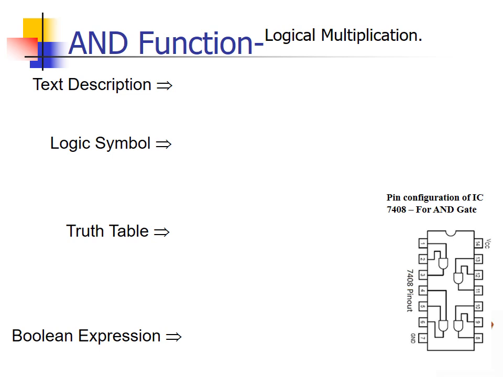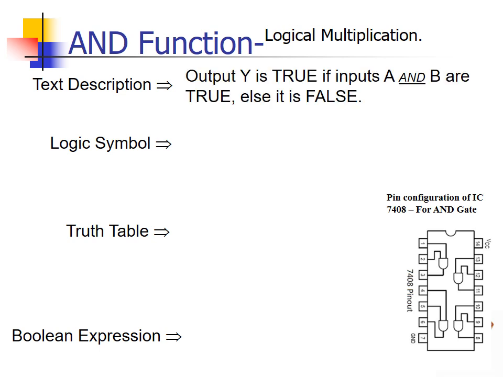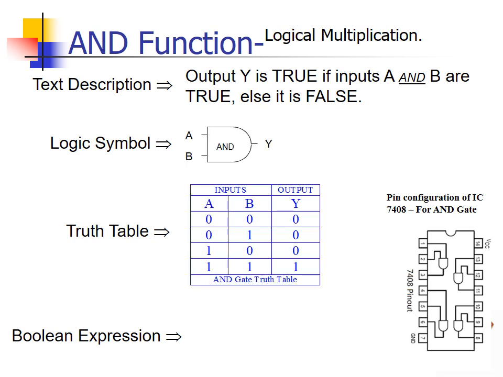The AND function is logically a multiplication. The output Y is true if the inputs A and B are true, else it is false. As per the symbol, we can see the symbol of the AND function. As per the scenario, the AND function is nothing but logical multiplication. In the truth table, there are two inputs, A and B.